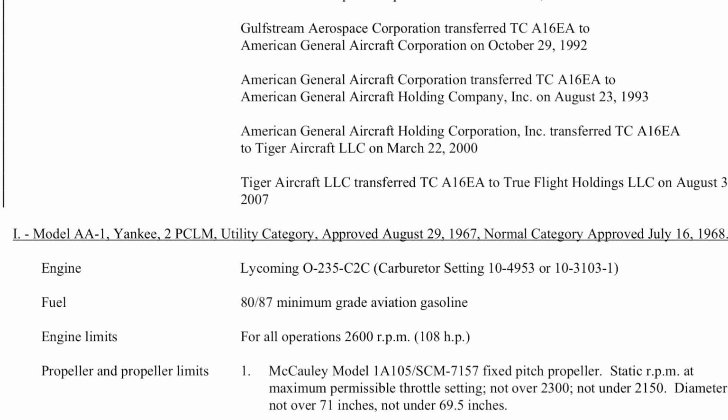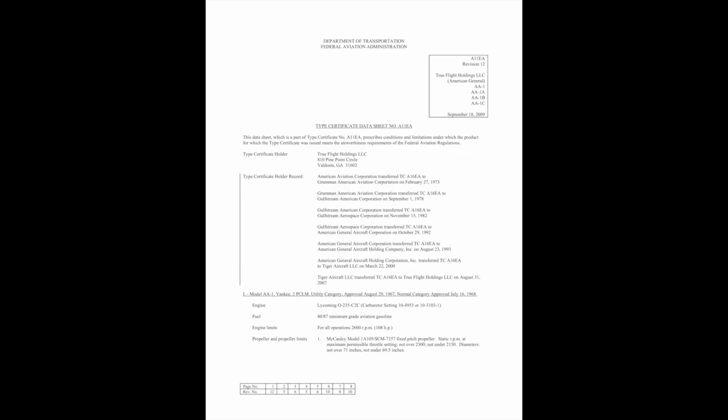And so here we have at the very bottom of the first page what the engine is, even what carburetor settings we're allowed to have, the fuel, and then the engine limitation for all operations, 2600 RPM. And that's 108 horsepower, and then a bit of information on what the prop is allowed to have. So that's just page one. There are 8 pages in total, including control surface limitations and such. I won't bore you with reading them, but they are available.